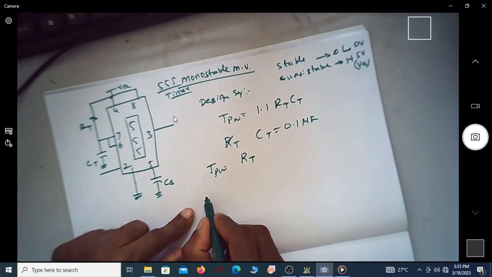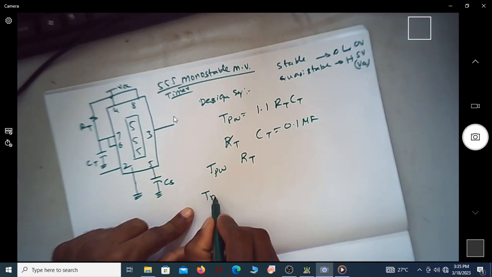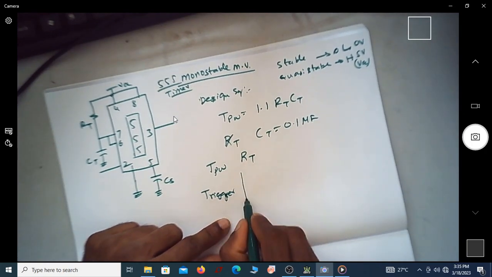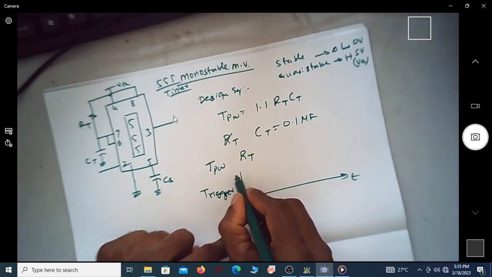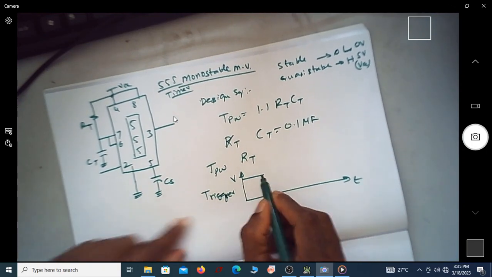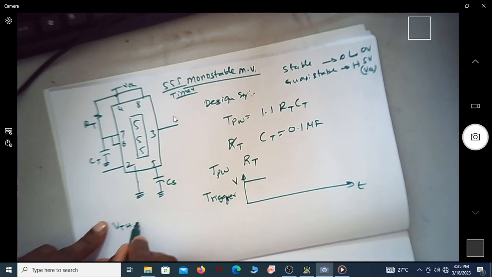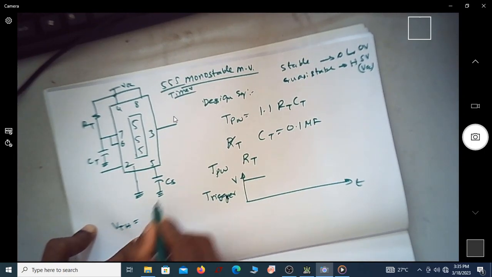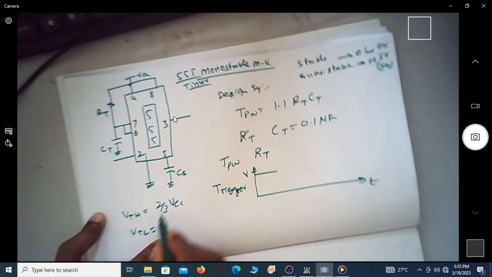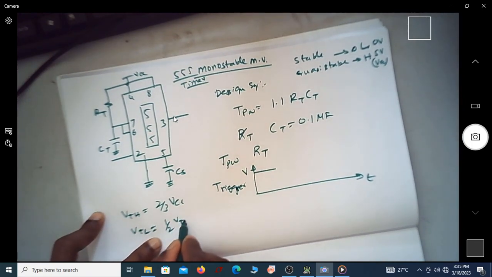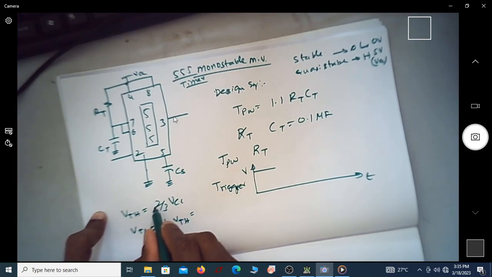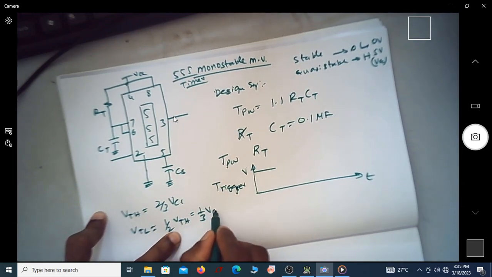So this is the state we are going to have. Suppose you consider a trigger signal, and if there is no trigger signal given, let me take this as my T. So this is the V trigger. Suppose the V trigger is more than VTL. In this case, VTH is equal to the control voltage, which is 2/3 of VCC, whereas VTL will always be half of VTH. Since VTH is 2/3, this will be 1/3 of VCC.